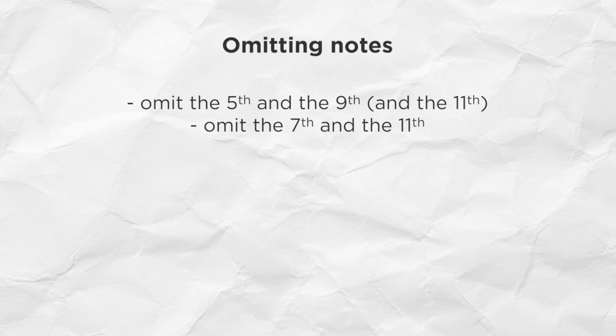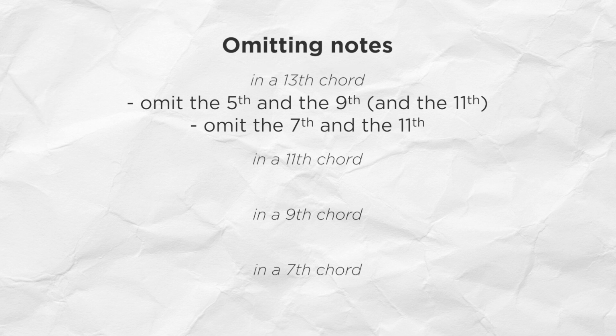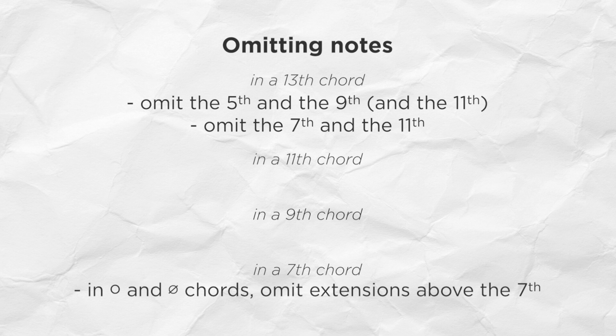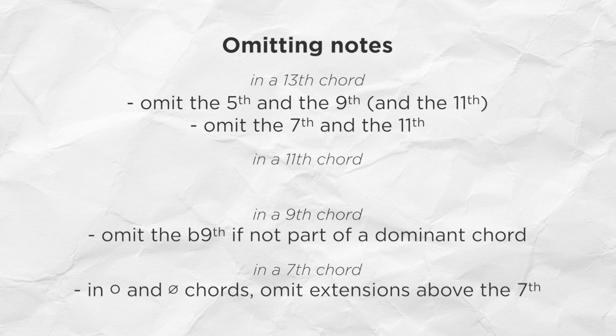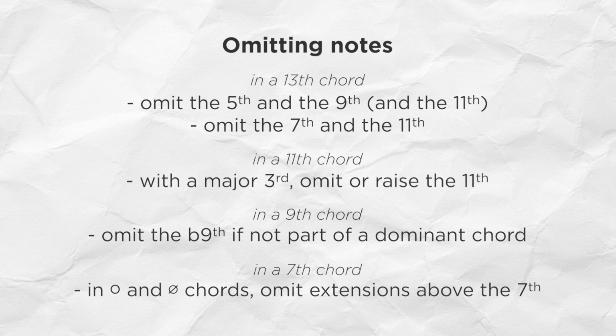So these are the basic guidelines we can start with, to which we can add all the other guidelines that applied for the 7th, 9th, and 11th chords. To name a few, in a diminished or half-diminished chord, extensions above the 7th can be removed. A minor 9th is typically removed if it's not part of a dominant chord, and in an 11th chord with a major 3rd, the 11th becomes dissonant, which can already explain why the 11th can be so easily removed, according to both these first guidelines.